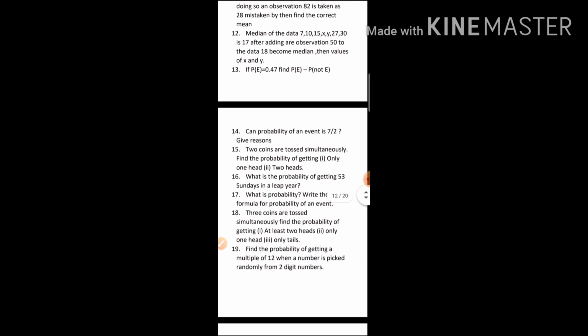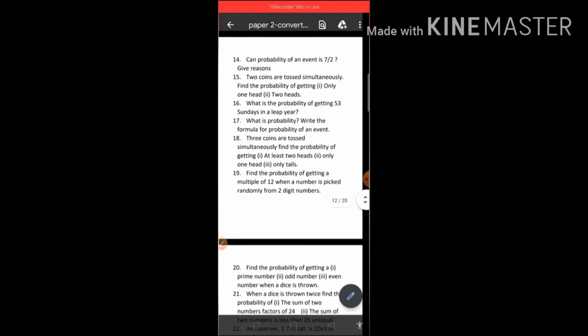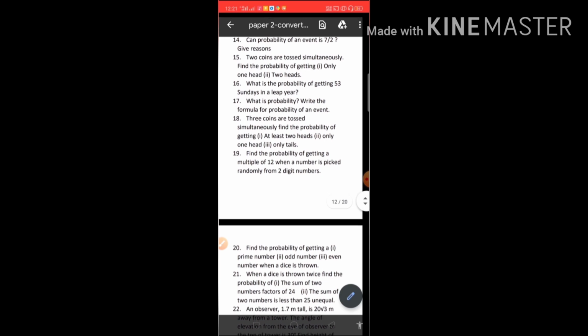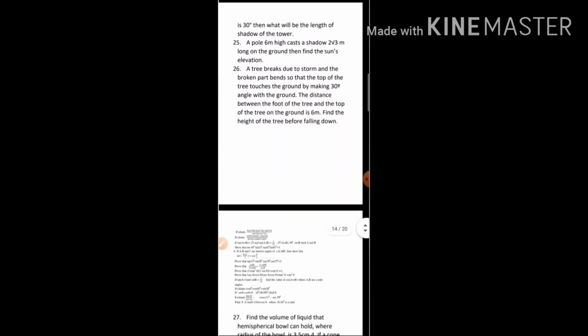Okay, next probability. Generally they will ask, can the probability of an event be 7/2? It is not possible because the fraction 7/2 equals 3.5, it is more than 1. Actually what is the definition of probability? Probability of any event is more than or equal to 0 and less than or equal to 1. So that's why it is not a probability of an event. Like that you have to write the answers, and general questions I gave already. So you have to practice these questions.